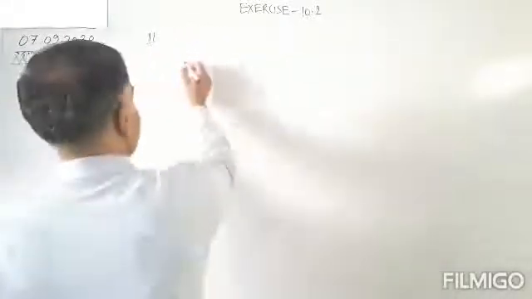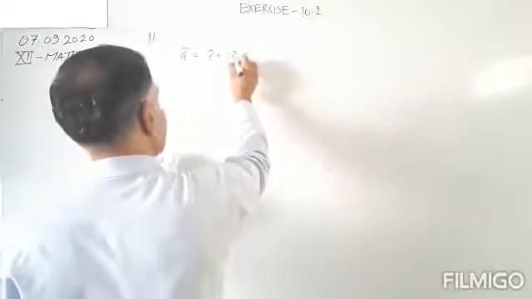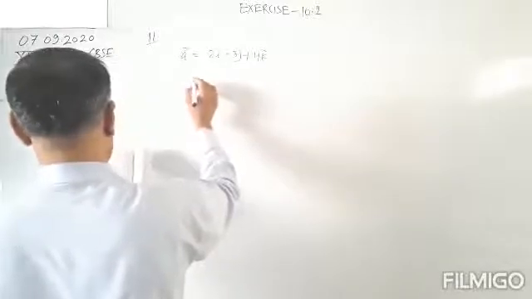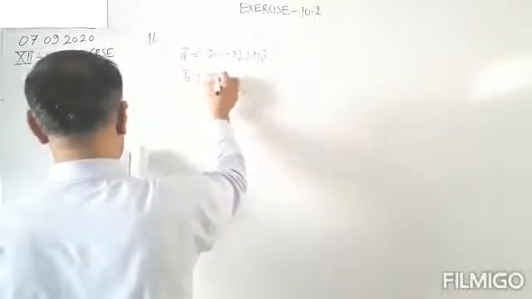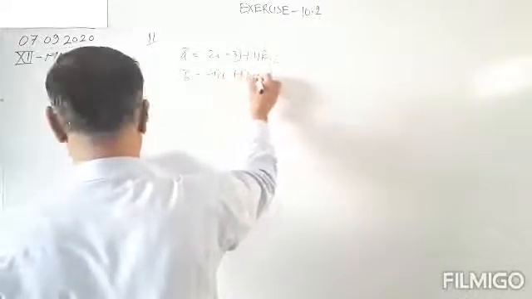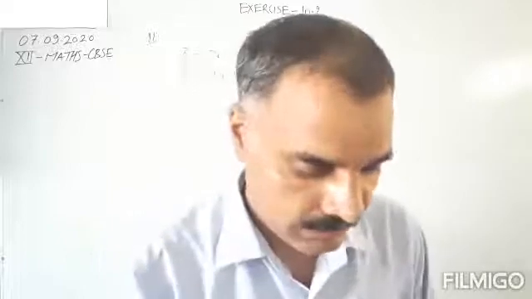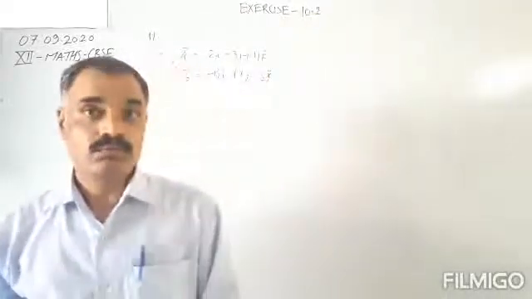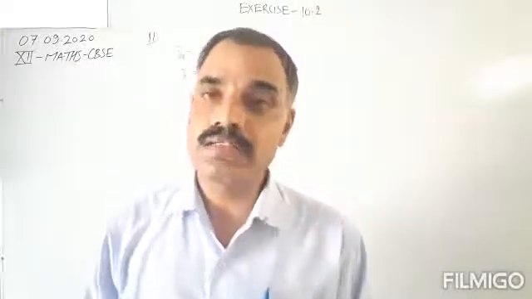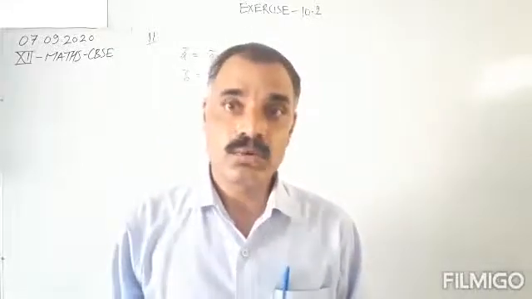Vectors are collinear. Vector A is given as 2i cap minus 3j cap plus 4k cap. And the second vector, that is b vector, is minus 4i cap plus 6j cap minus 8k cap, and we have to show that these are collinear vectors. Now what is the condition for collinear vectors? How will you show that the given vectors are collinear vectors?